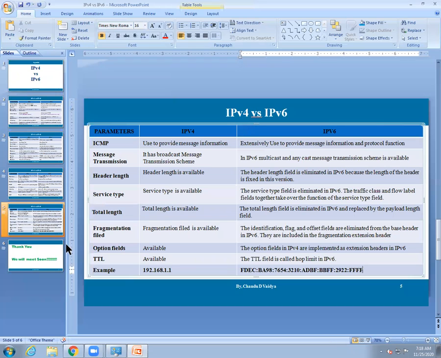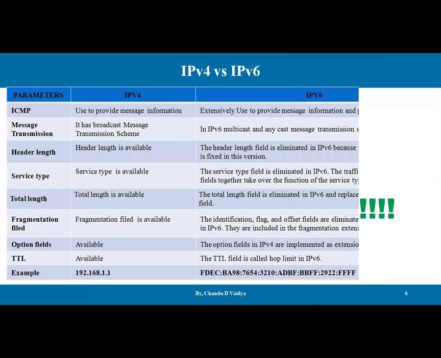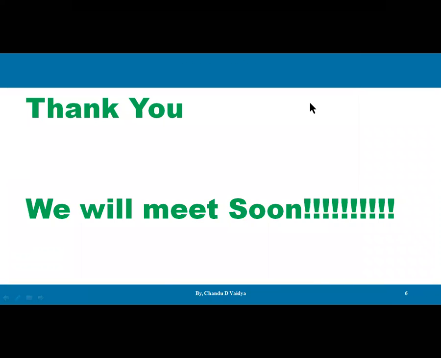These are the differences between IP version 4 and 6, guys. I hope these differences are clear to you. We have taken plenty of basic differences on the basis of the fields, on the basis of address space, etc. So we have covered around 22 to 25 differences over here.